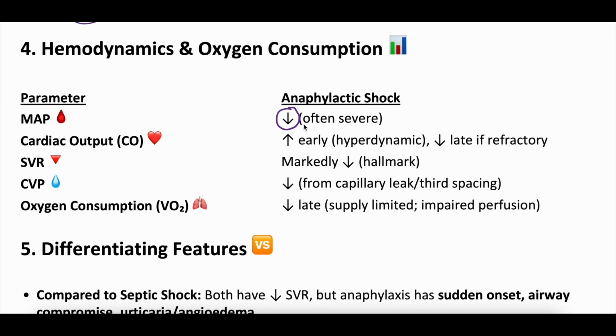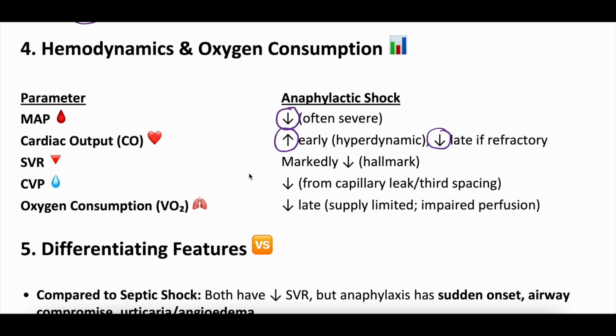Cardiac output in anaphylactic shock early on, as we said, you're actually going to be hyperdynamic. It's going to be high. Your contractility is going to be high. It's going to be kind of pounding away to try to perfuse. But after a while, it's going to drop in those late phases because you get that high output heart failure.